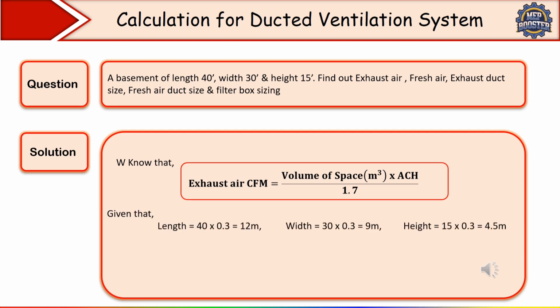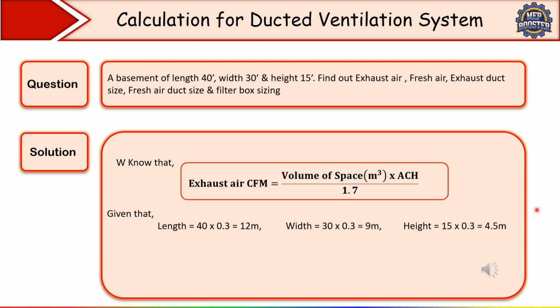The given length, how much is it? 40 feet. First we have to convert that feet into meters, because here we need volume of space in meter cube. How to convert? We multiply by 0.3, so you get 12 meters. Now you can see the width in the question is 30 feet. To convert that feet into meters, again we multiply by 0.3, so you get 9 meters, and height, how much?